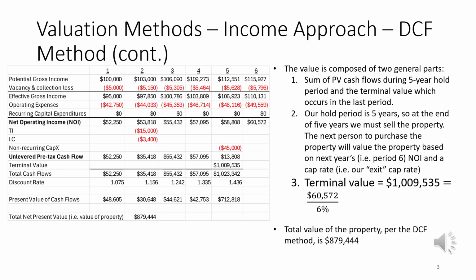Once I've done that, to get the actual present value, all I need to do is take the total cash flow that I've calculated and divide it by the discount rate. You can see that on the line on the slide here. That's called present value of cash flows. And to get the total net present value, or what I think the property is worth, you just add up all of those present values for the cash flows. And in our case, we get a property value of $879,444.